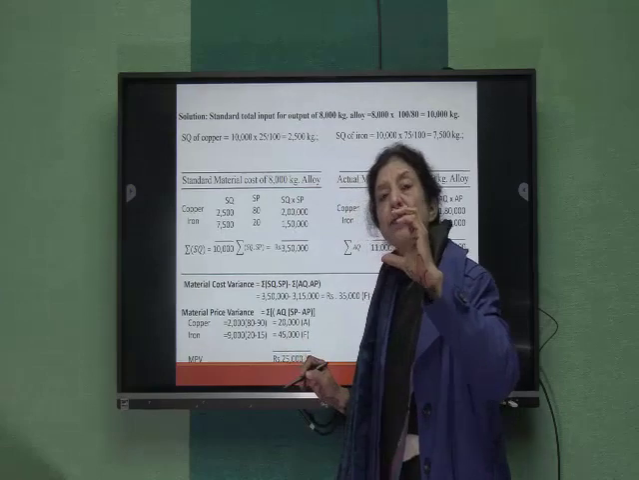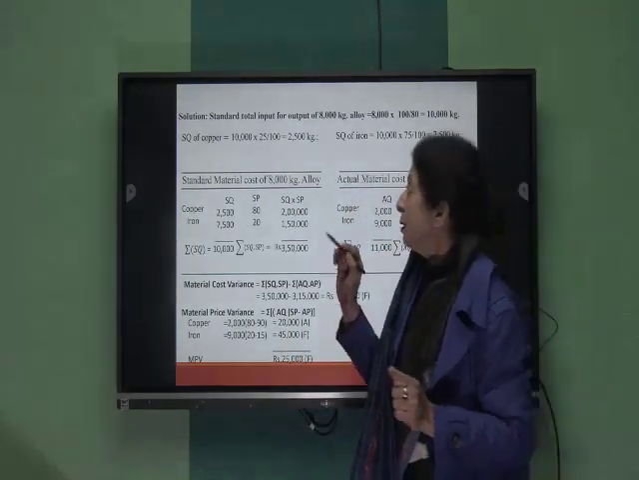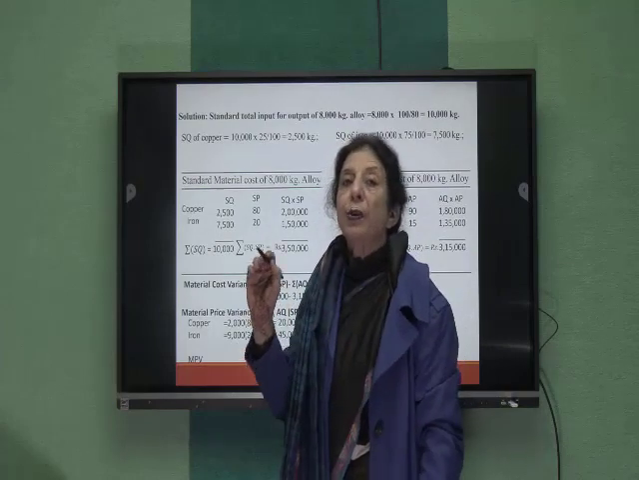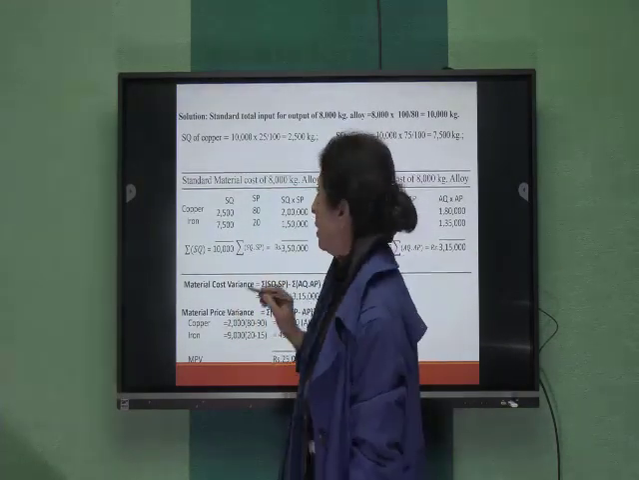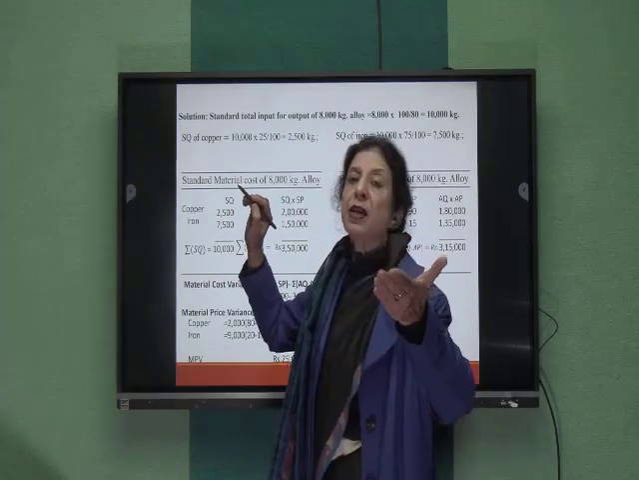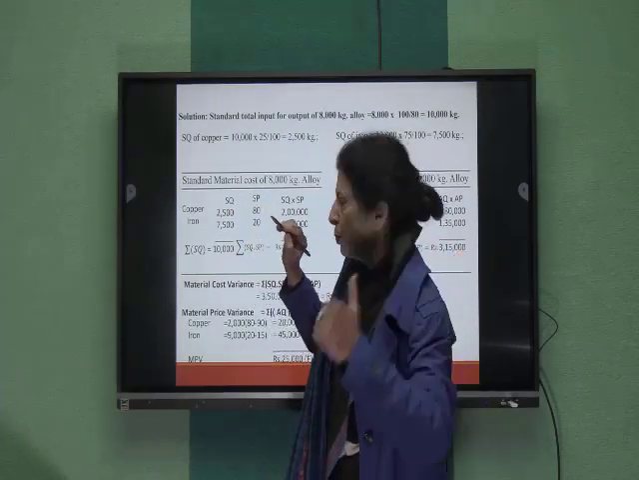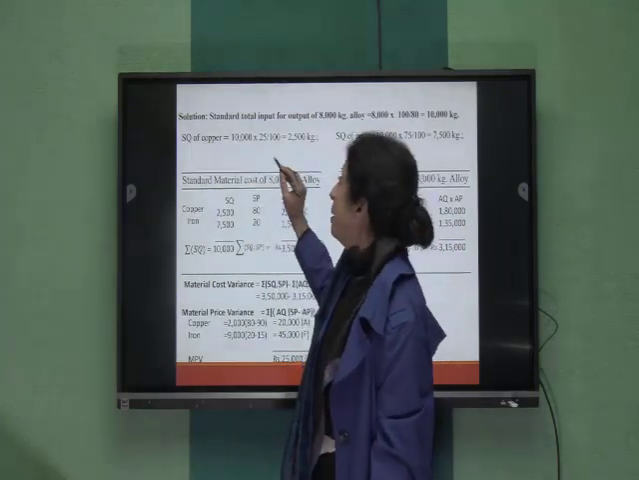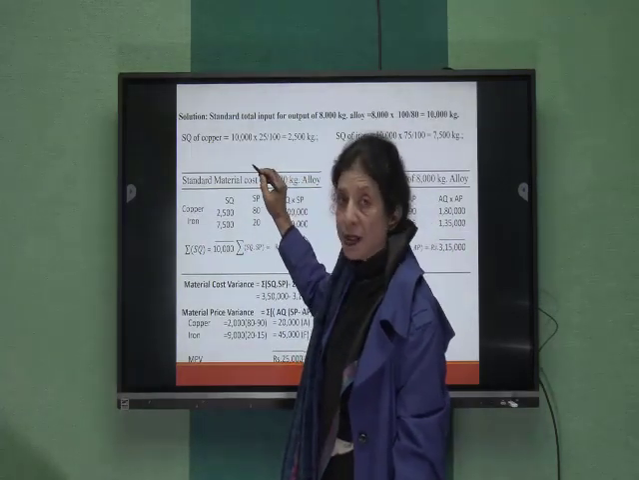That means, first of all, I have to calculate the quantity. In the quantity calculation, if you remember, they say 8000 units of an output we are producing. Let's find out how much should be the input for producing 8000 units of an output. Just try to understand, 20% loss is there. That means the output is 80%.